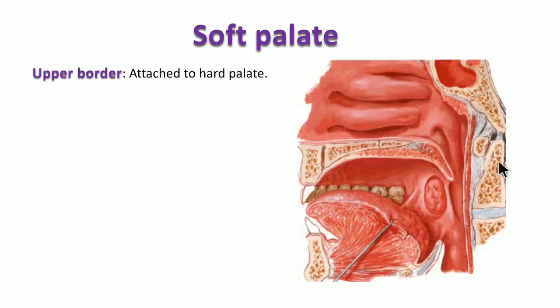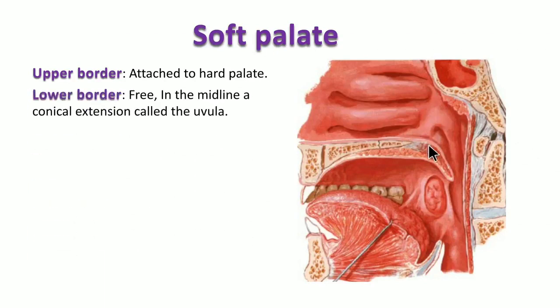So the upper border is attached to the hard palate, the posterior free sharp border of the hard palate called the palatine crest. Okay, it is attached to the hard palate. The lower border again is free, and in the midline you see a conical extension which is called the uvula. And from this lower border, two folds extend.